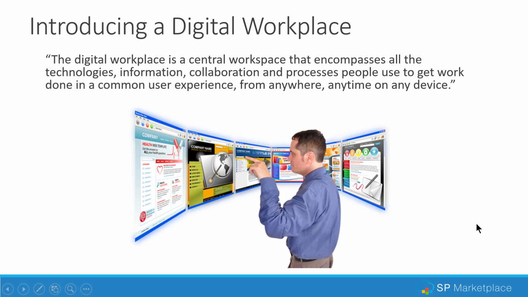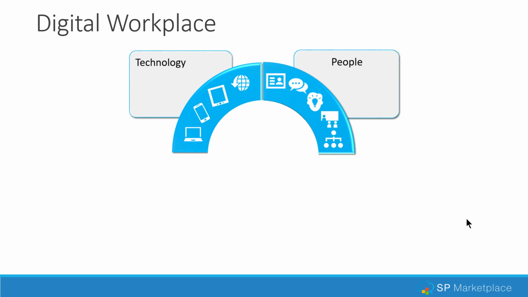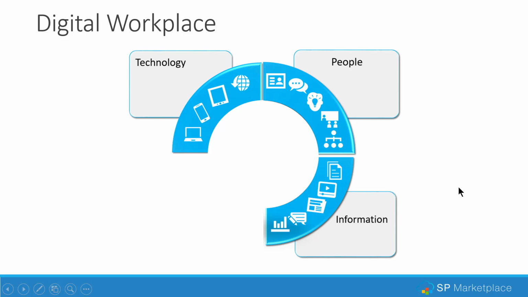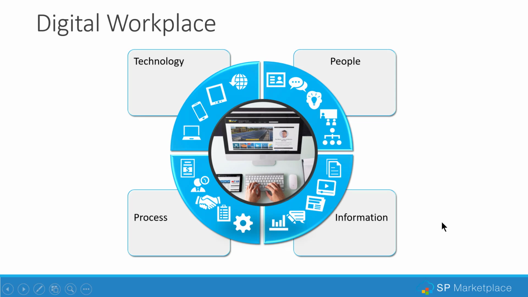And we've defined it basically as: a digital workplace is a central workspace that encompasses all technology, information, collaboration, and processes that people use to get their work done in a common user experience from anywhere, anytime, on any device. And we've seen that a digital workplace really brings together technology, people, collaboration, as well as information like documents, media, business intelligence, and other things, and melds that with the everyday processes they use in the business. That is the concept of the digital workplace.